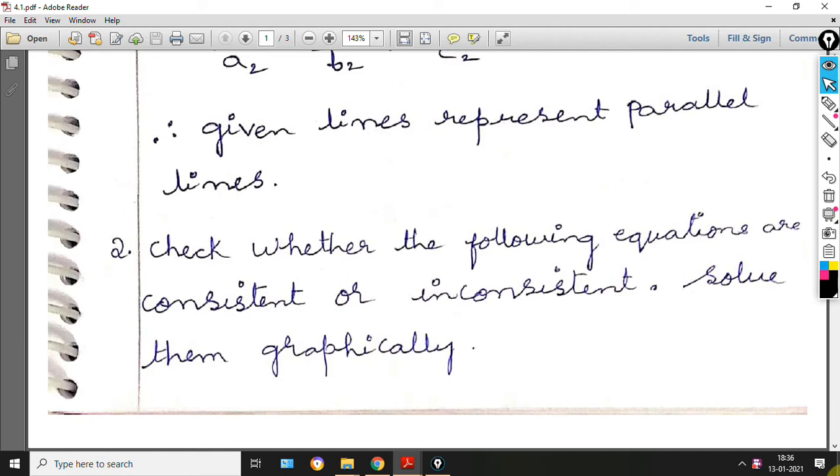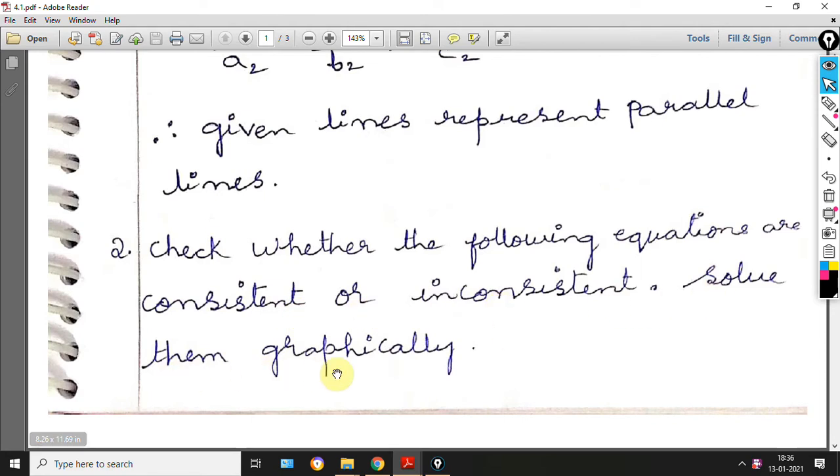Simple. Here we are seeing the fourth chapter, Pair of Linear Equations in Two Variables, of SSC Maths Telangana. In that, the second problem we are seeing is D-bit, sorry, D-bit. So let's start. Check whether the following equations are consistent or inconsistent.